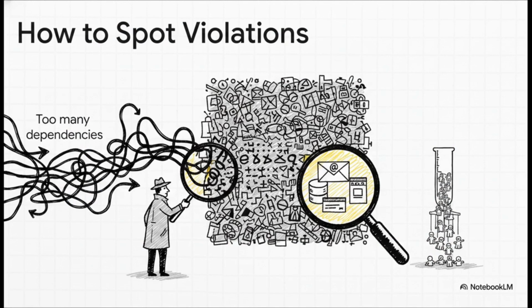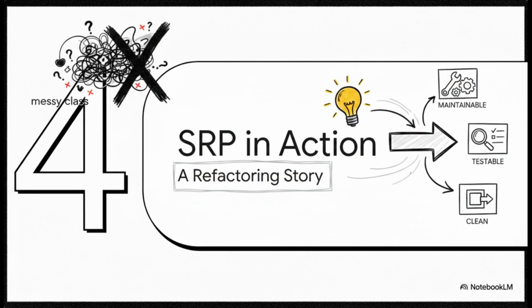Keep an eye out for some of these telltale signs. If a class name has the word "and" in it, that's a huge red flag. But for me, the biggest giveaway is a constructor with a massive list of injected dependencies. If your class needs help from 10 other services to do its job, it's a pretty safe bet it's doing too much. All right, enough theory.